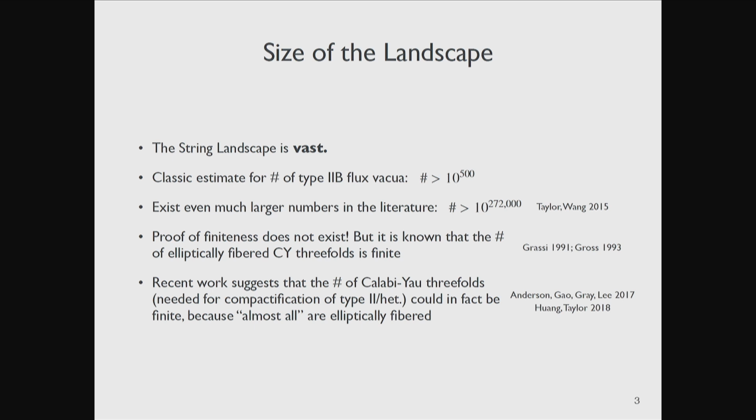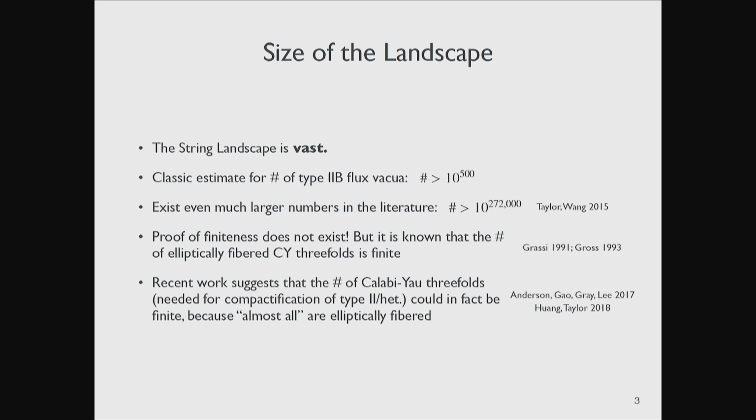As a few people at this conference have emphasized, the landscape is very vast. We have the classic estimate for the number of type IIB flux vacua, which is some large exponential number, and it's a lower bound clearly. And we've seen also some much larger numbers in the exponent, in this case for F-theory flux vacua on a single elliptically fibered Calabi-Yau. So this is also certainly a lower bound.